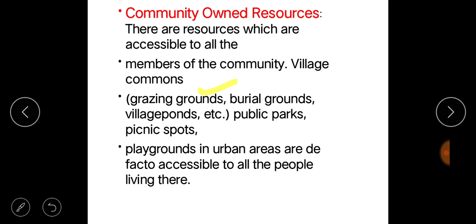Anybody in the village can go there. Burial grounds where we can bury our dead bodies. Graveyards, we can say the graveyards. It is common in the village ponds. We have village ponds. Everybody is utilizing the water. We have public parks. We have the picnic spots.